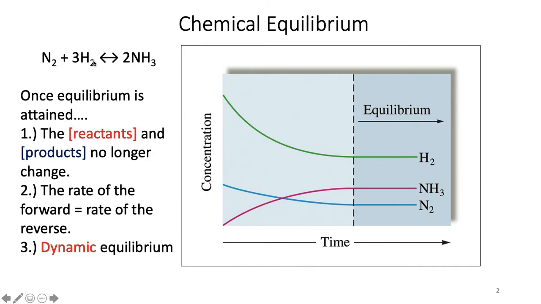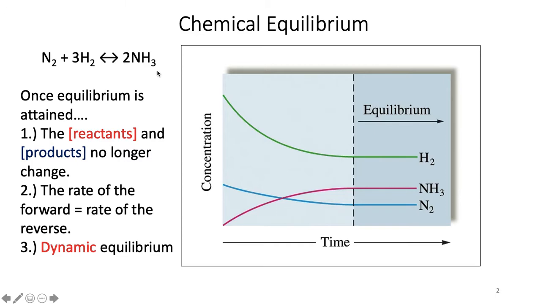What happens is that the apparent concentration of my reactants and the apparent concentration of my products is not changing. It's staying constant because as soon as I'm making, let's say, ammonia, I'm breaking it down by the opposite direction reaction. So that makes it not a static value, but a dynamic value.